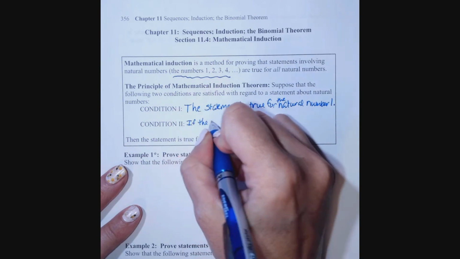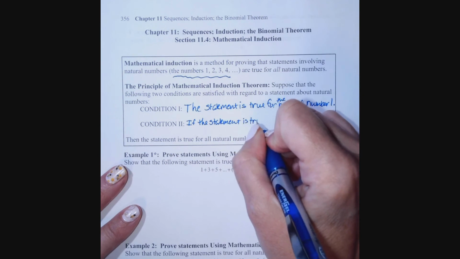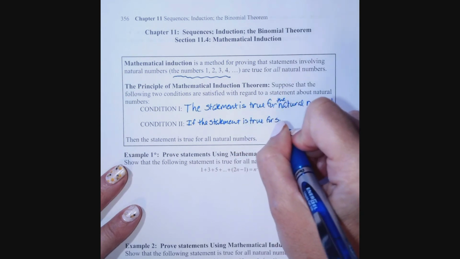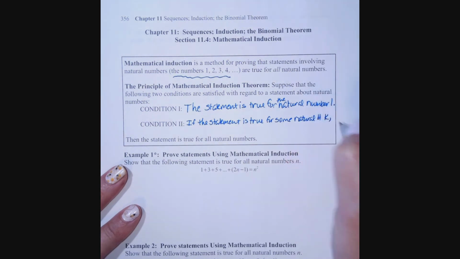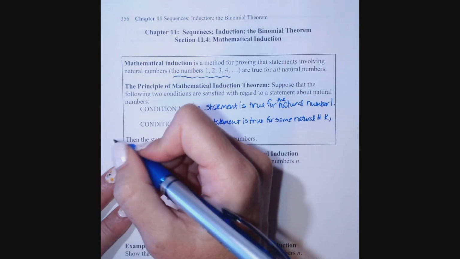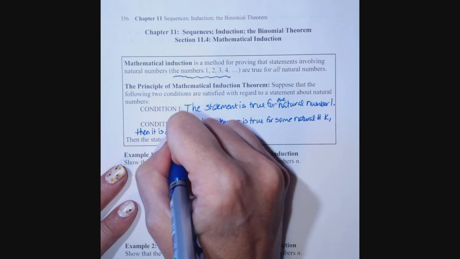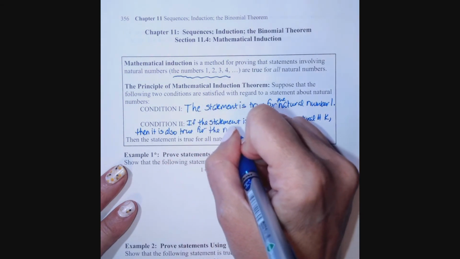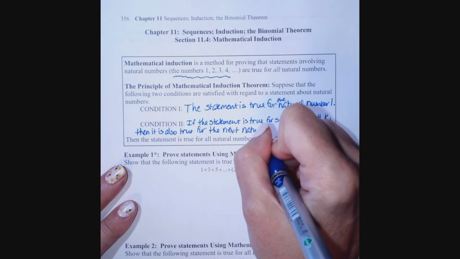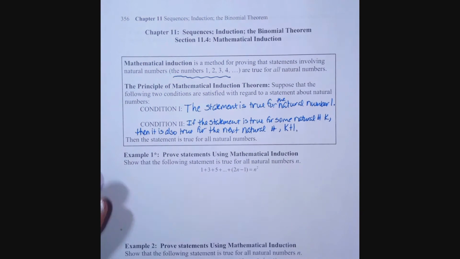So if the statement is true for some natural number k, then it is also true for the next natural number, k plus 1. Now think about this like knocking down dominoes, alright?